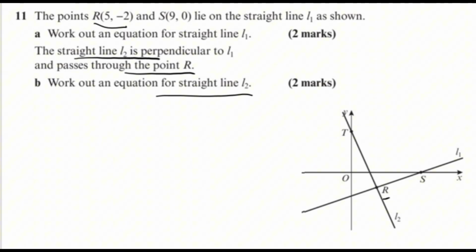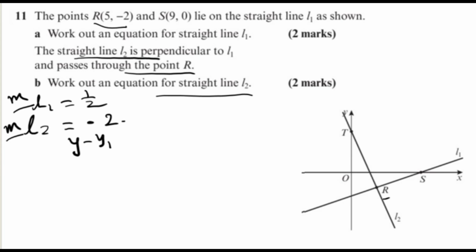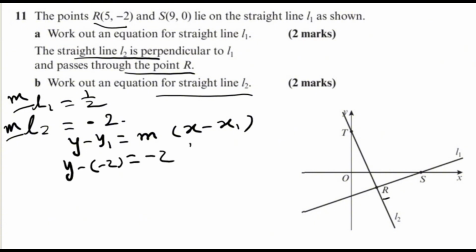To find the gradient, we can use the gradient of line L1. We already found the gradient of line L1 is equal to 1/2. So the gradient for line L2, because it's a normal or perpendicular, is -2. This is the gradient for line L1 and this is the gradient for line L2. Now we can use the equation y - y1 = m(x - x1). So y - (-2) = -2(x - 5).